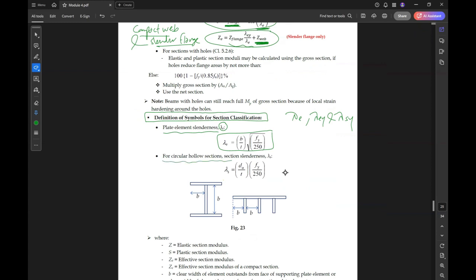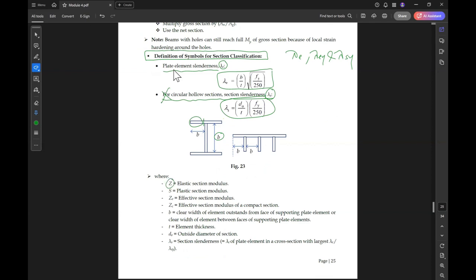And for a circular hollow section, you don't need to focus on this one, but just in case, it will be D naught over T times F_y over 250, where B for the web is the clear height of the web. For the flange, B is also the clear width of the flange. Okay.